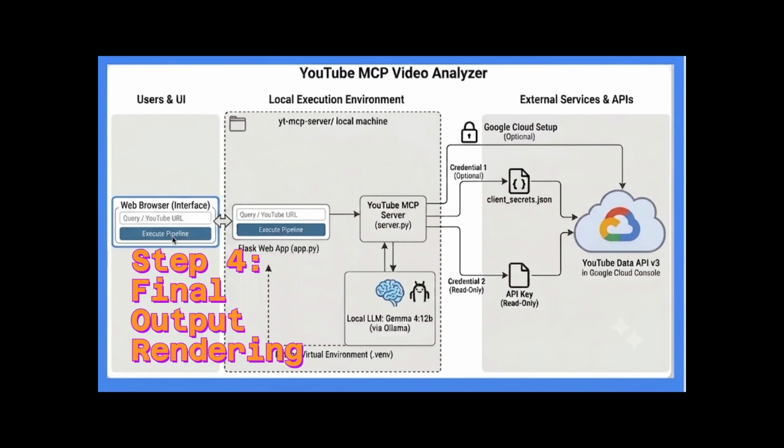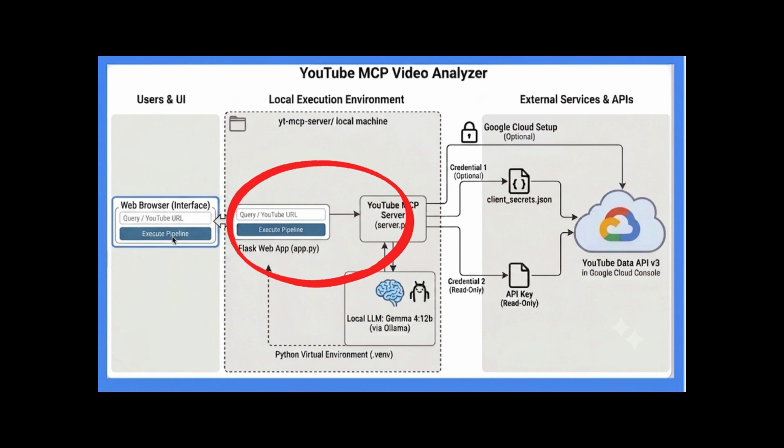Step 4. Final output rendering. The MCP server packages the highly structured, markdown-formatted final response and transmits it to the Flask web app, which instantly renders the polished result in the user's browser.